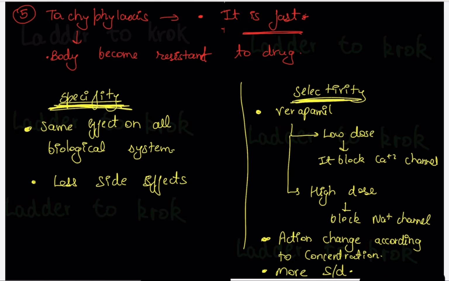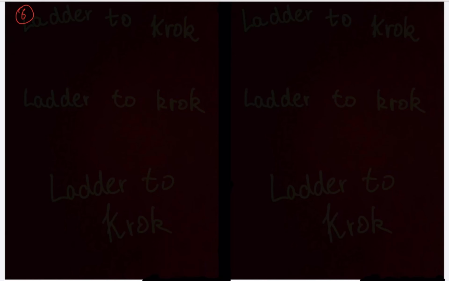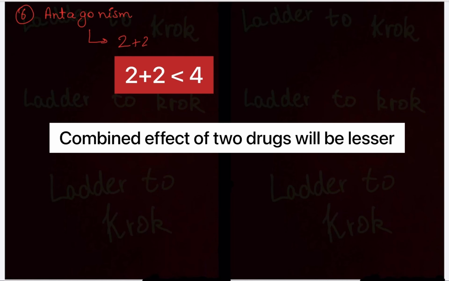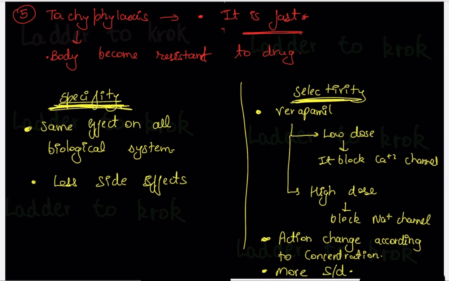Now let's discuss the sixth one, that is antagonism. What is antagonism? If you give two drugs together, 2 plus 2, then it will be equal to or less than 3 or 2. I hope you understand. This is antagonism. We will discuss antagonism in our next video in much more detail. Basically, if you give 2 drugs together, the action of those drugs will reduce. Okay, that's all in this video. I hope everything is clear. Thank you.